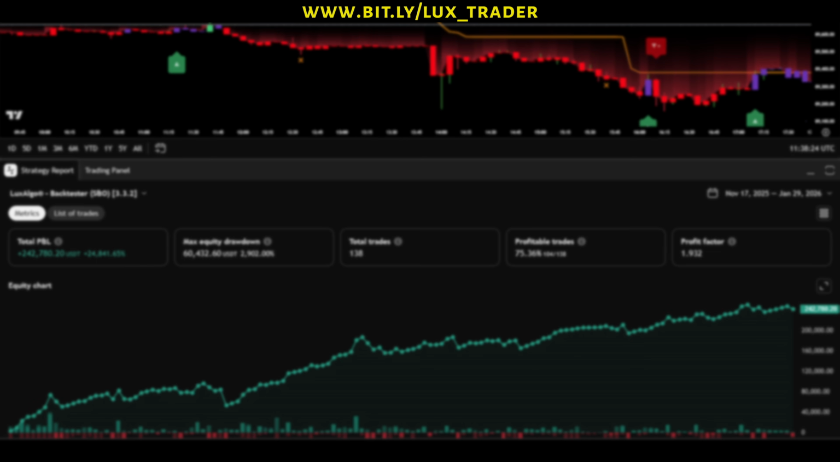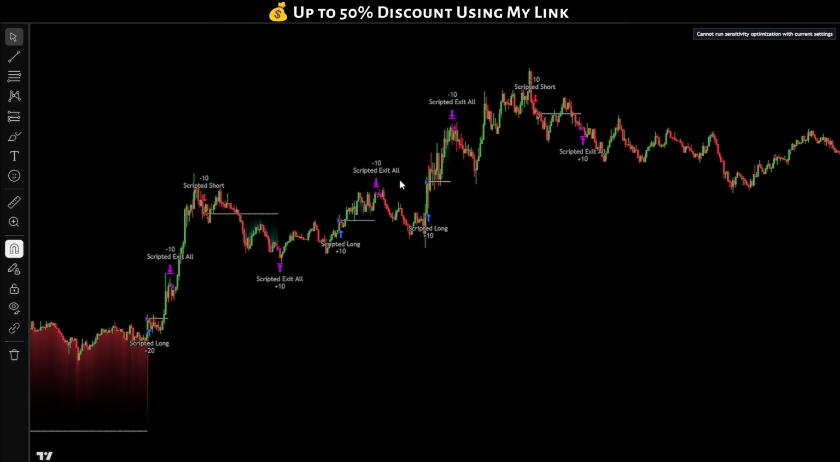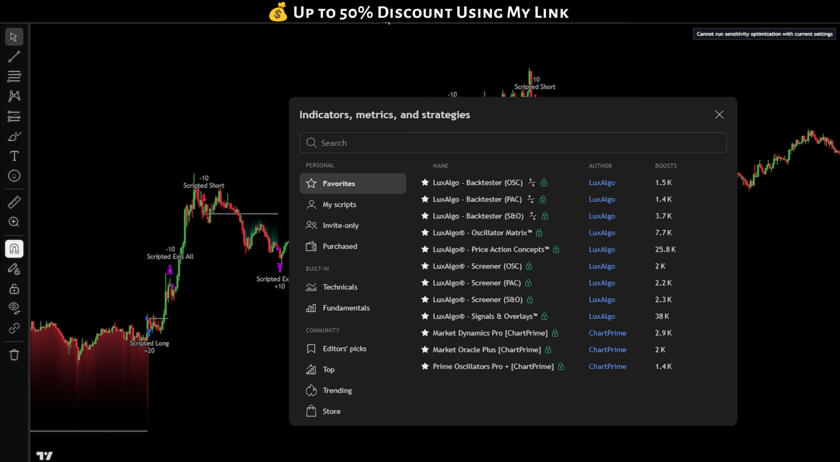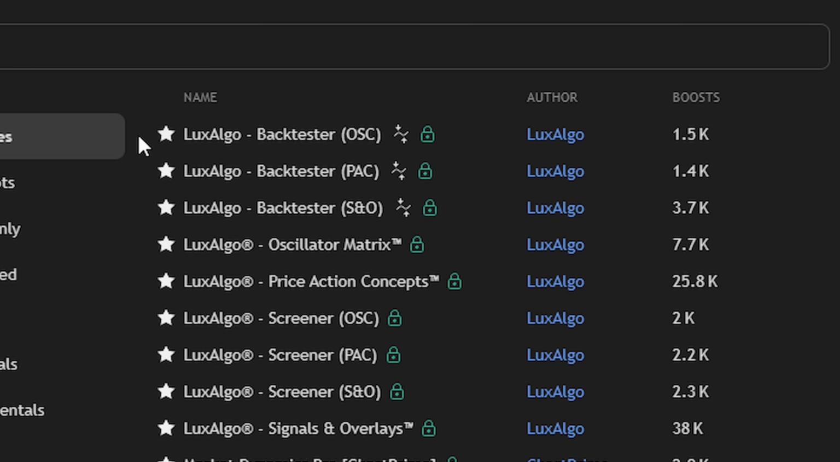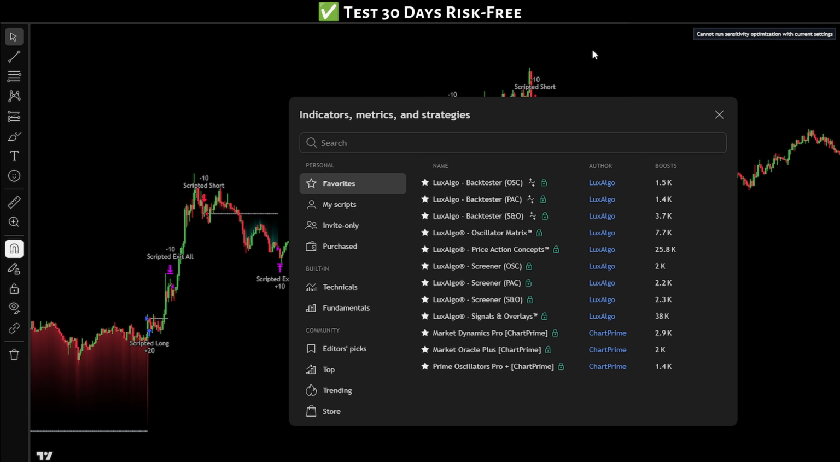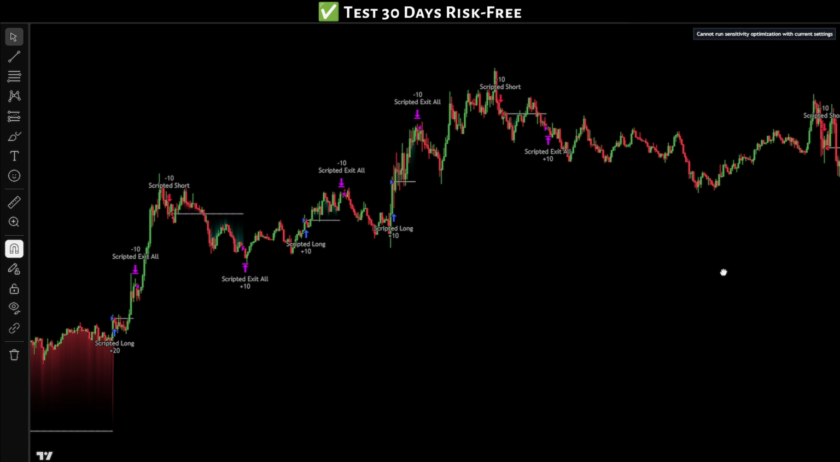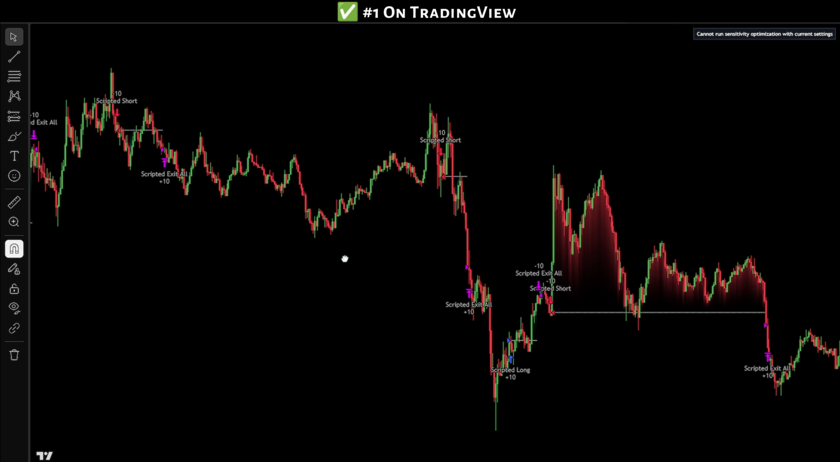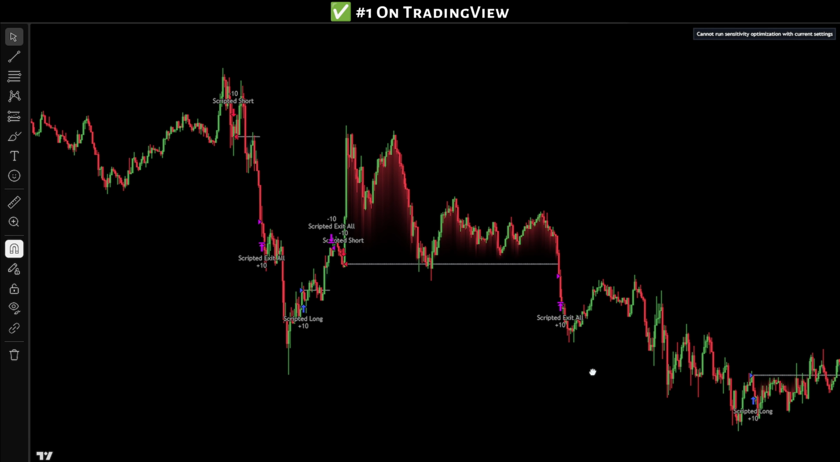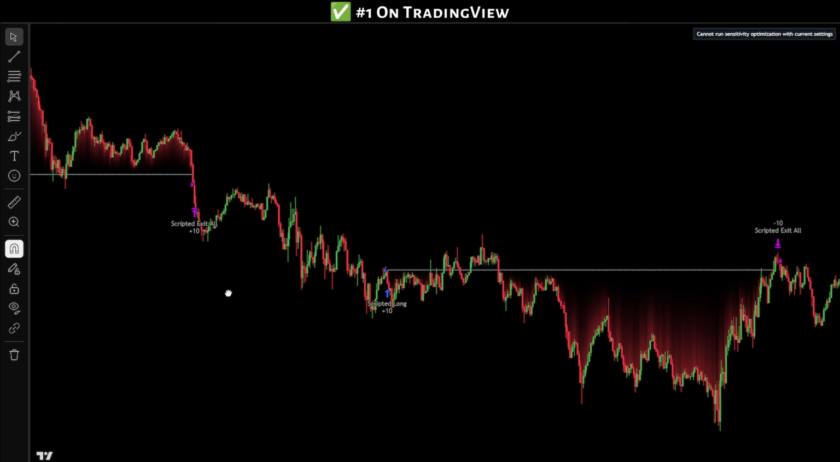Now, after looking at the sell trades, let's take a look at the backtesting results. This is where things get interesting. This strategy was tested using the LuxAlgo signals and overlays backtester. That is also the reason why the AI backtesting assistant can generate these strategies automatically. Everything you see here is based on real backtesting data. No assumptions, no manual curve fitting. So let's go through the results step by step.